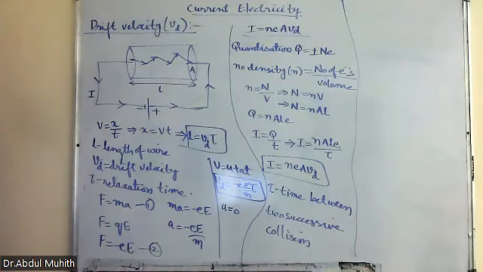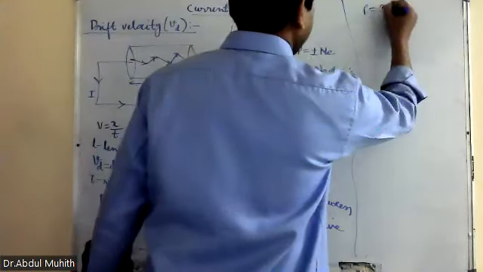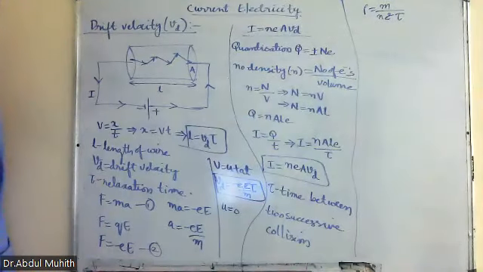The third one is rho is equal to M by N E square tau. This is the third one. Or we can write it in terms of J also: J is equal to N E square tau V by ml. So now I am going to do this. I have two formulas here.